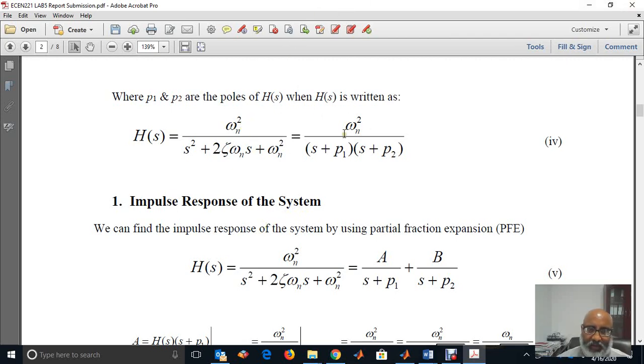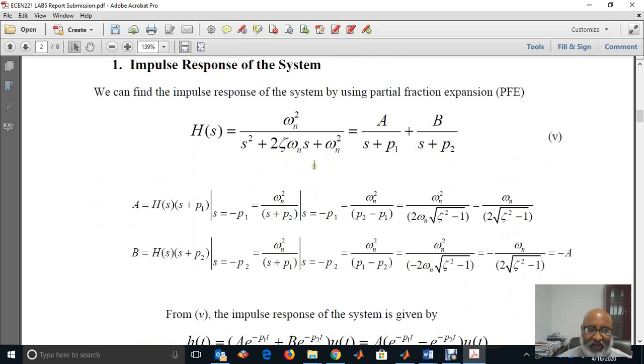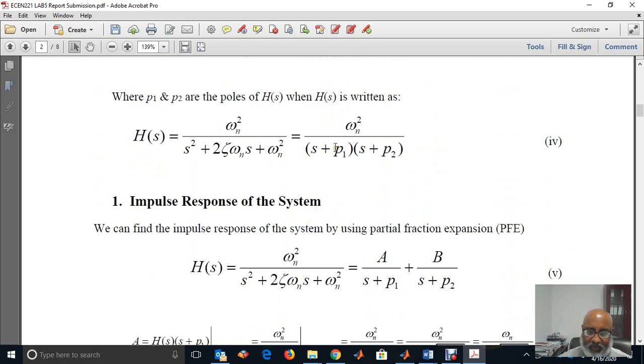Now, if we rearrange, these poles are here, S plus P1 and S plus P2, like this. If we try to factorize it to find the impulse response of this system, we can do partial fractions. So this will be A over S plus P1, plus B over S plus P2. And to find A, we can multiply H of S by S plus P1 and evaluate at S equals minus P1. So I will get omega n squared over S plus P2, because S plus P1 will cancel.